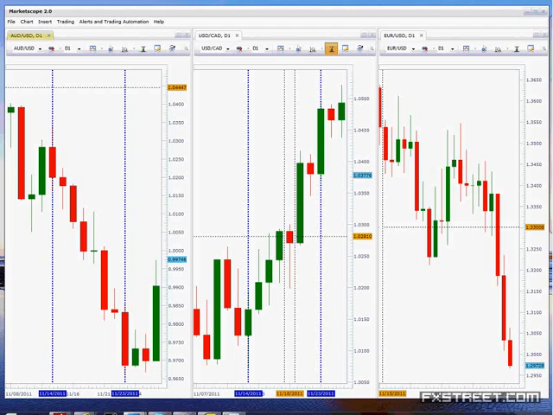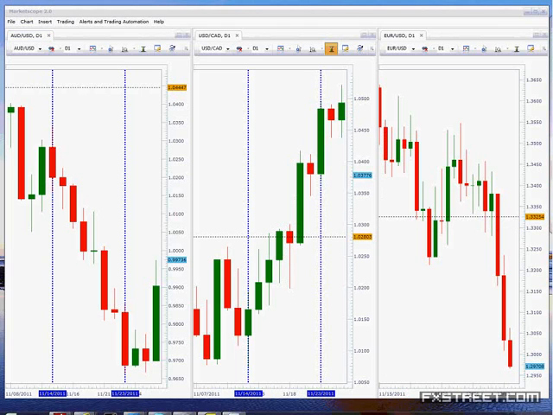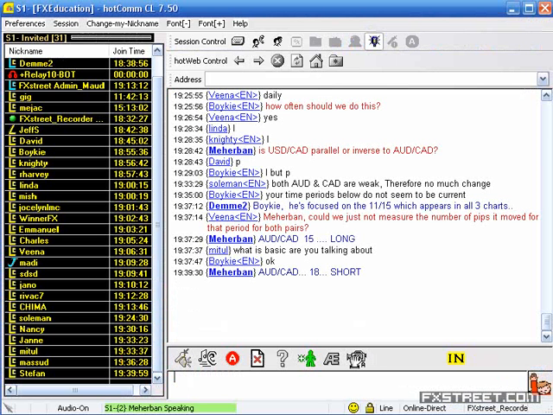Okay, so let's see. CAD was stronger on the 18th. So if CAD is stronger, that means Aussie CAD should go short. That's what I say on the 18th. Okay, so let's go on the pair now and try and look it up. Aussie CAD. I think those two candles should be enough.